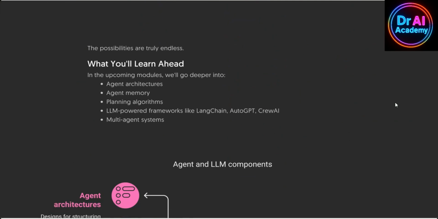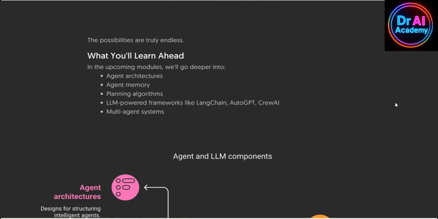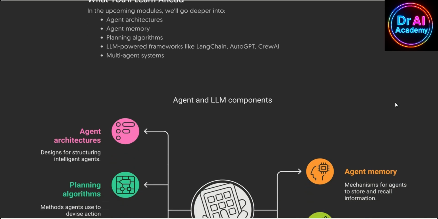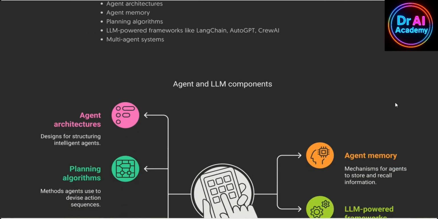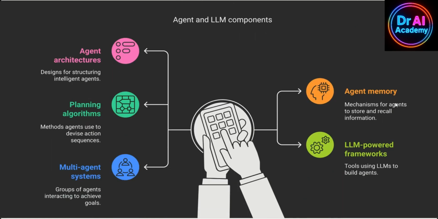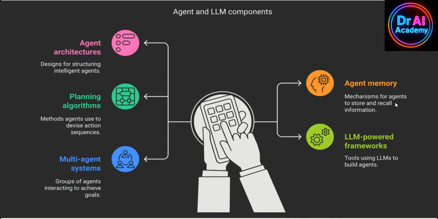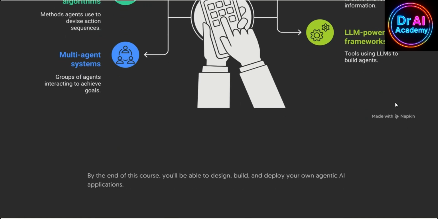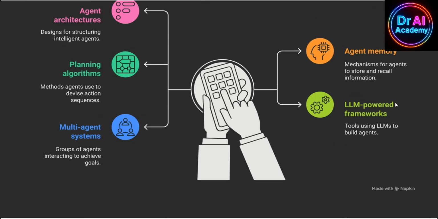What you'll learn ahead. In the upcoming modules, we'll go deeper into agent architectures, agent memory, planning algorithms, LLM-powered frameworks like LangChain, AutoGPT, Crew AI, and even how to create multi-agent systems. By the end of this course, you'll be able to design, build, and deploy your own agentic AI applications, tailored to your needs. That's all for this module.